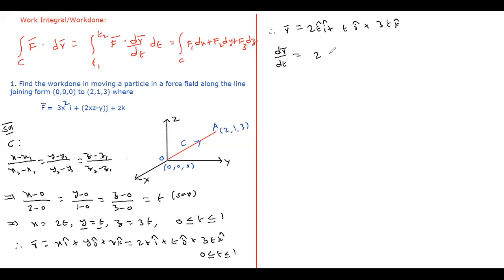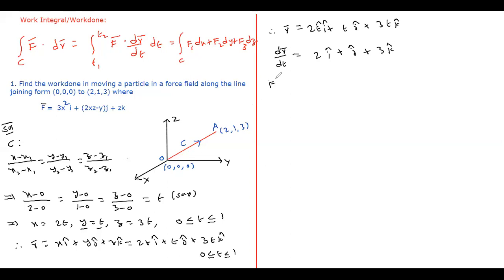2, plus what is the t derivative? 1. Plus what is the 3t derivative? 3. Am I right? The 2t derivative is 2, the t derivative is 1, the 3t derivative is 3. So this is dr bar by dt.